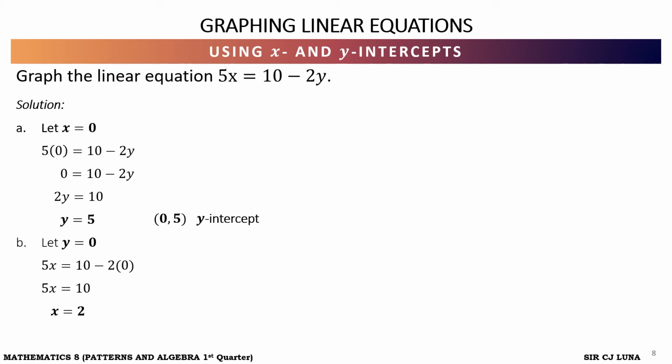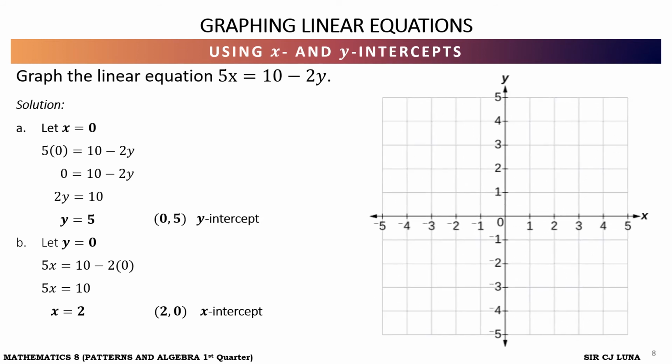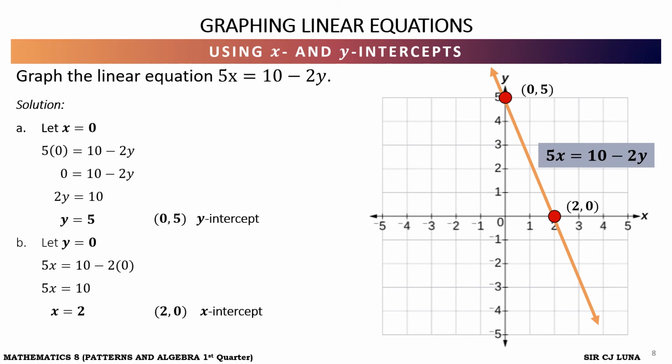This means if the value of y is 0, x is equal to 2. So our x-intercept is (2, 0). So ngayon, ipo-plot natin itong dalawang points na to sa Cartesian plane. (0, 5) ay nasa y-axis. At ang (2, 0) naman ay nasa x-axis. Pagkatapos, i-connect mo natin itong mga to ng straight line and label our graph. So this is now the graph of 5x equals 10 minus 2y.